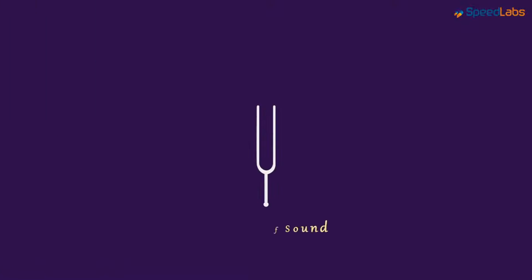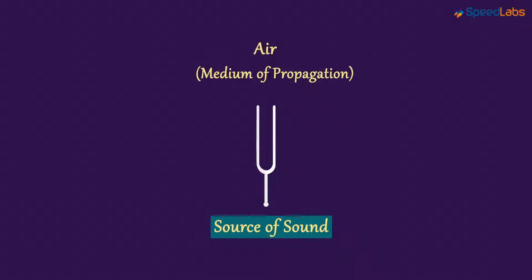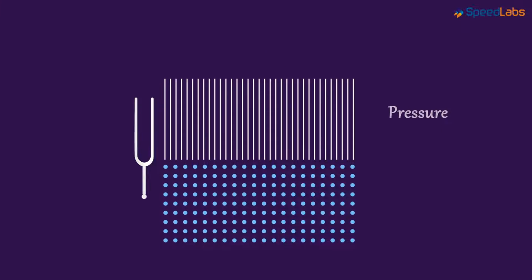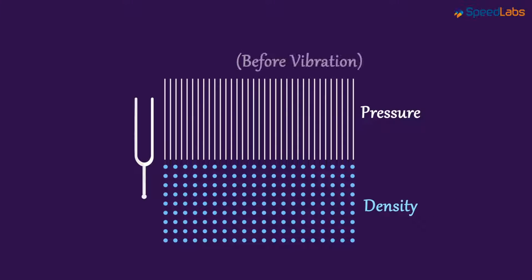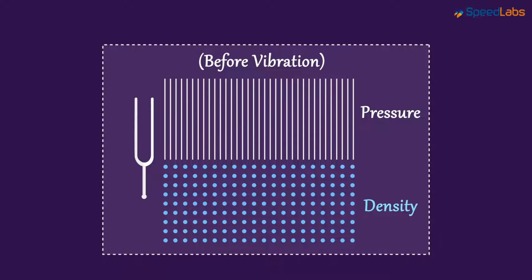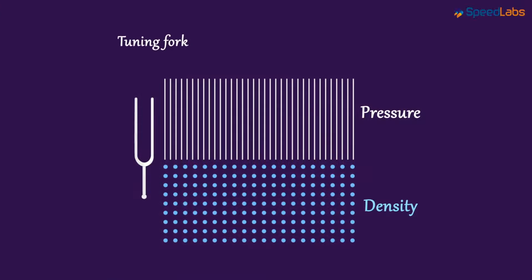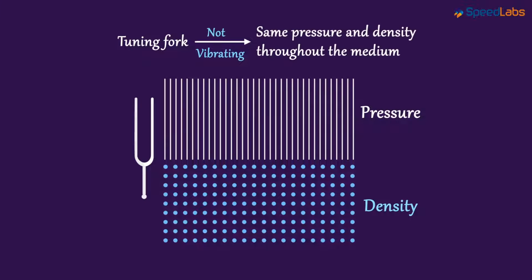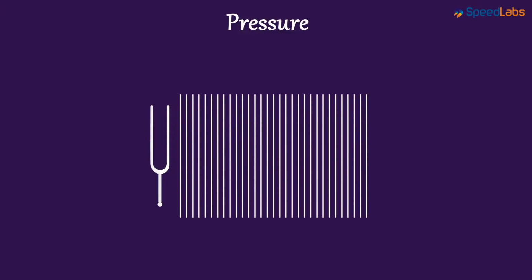We use the tuning fork as our source of sound and the air as a medium of propagation. The following figures show the pressure and density in the medium before vibration. Yes, they show the pressure and density before we set the tuning fork into vibration. When the tuning fork is not set into vibration, the pressure and density are the same everywhere in the medium. Let us concentrate on the pressure figure first.